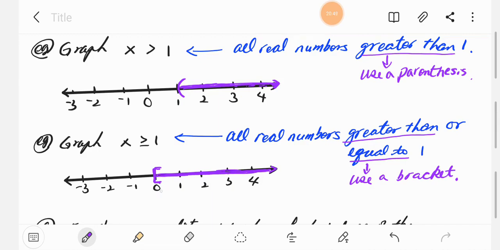Oh, sorry, this is 0, right? It should be 1. Sorry. So it should be starting from 1 and going all the way to the right. And this is 0, right?